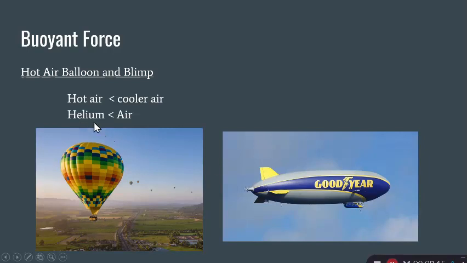Likewise, if we use a different kind of gas that is less dense, for example, helium, whose molecules have less mass than the molecules in our air. If you fill up a balloon with helium, less dense gas is above more dense air, so that helps keep blimps in the air.